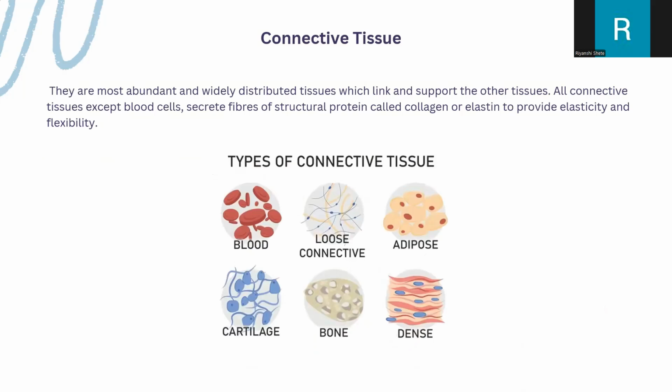Then another type is connective tissue. These are the most abundant and widely distributed tissues, which link and support the other tissues. All connective tissues except blood cells secrete fibers of structural protein called collagen or elastin to provide elasticity and flexibility. The main function of this type of tissue is to provide elasticity and flexibility and to support the other tissues. I have shown the types of connective tissue here: blood, loose connective tissue, cartilage, bone, dense, and adipose.